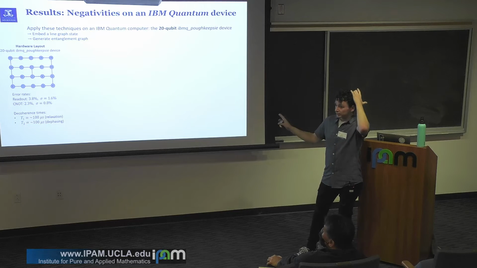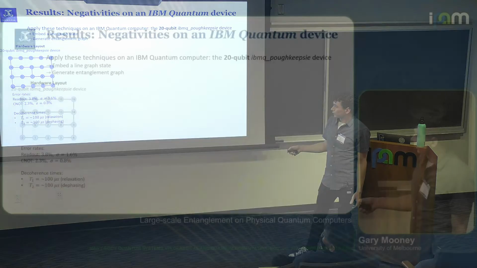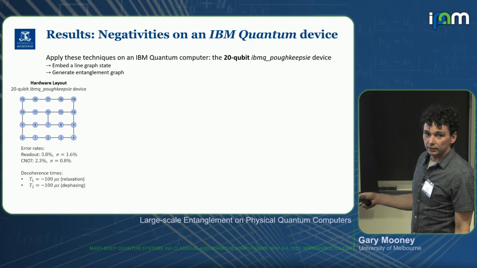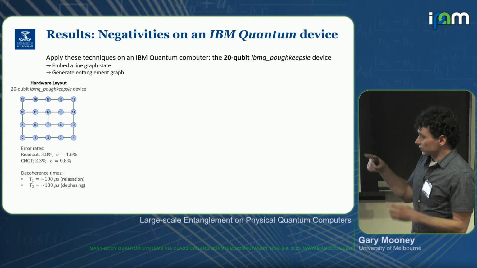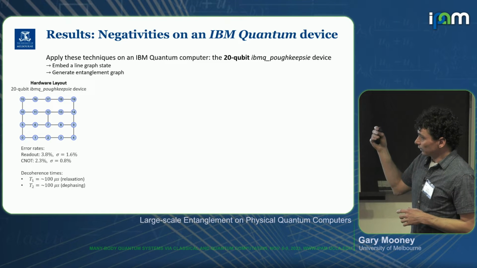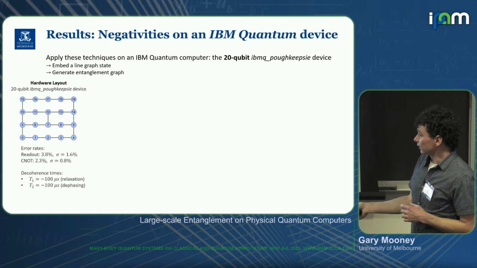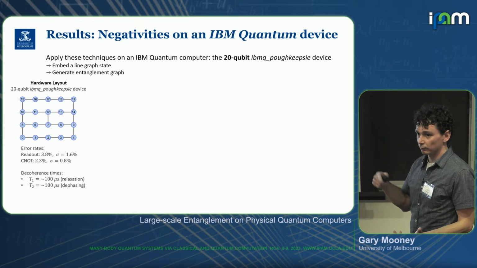Cool, so let's apply this strategy. So here we've got the 20-qubit IBM Q Poughkeepsie device with this architecture. Here are some stats here. We've got decoherence times. We've got T1 relaxation, which is essentially the amount of time that it would take for a 1 to decay down to a 0. And then you've got the dephasing, which is essentially how long it would take for the phase information to be lost.